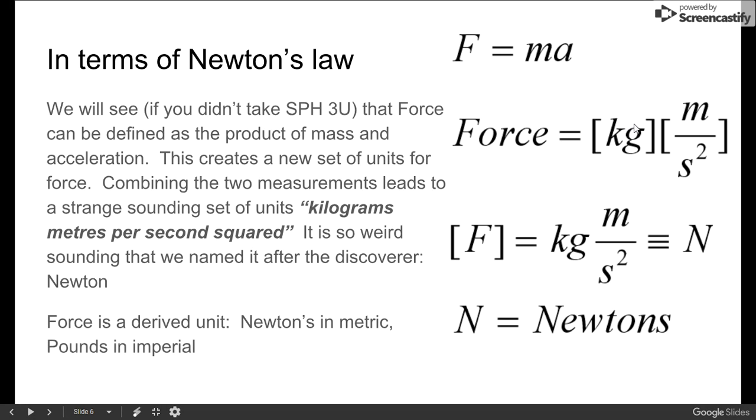If I use square brackets, we're now talking about the dimensions only. And the dimensions of mass are kilograms. The dimensions of acceleration are meters per second squared. This means that the units of force are kilograms meters per second squared, which sounds really weird. So we call it a Newton. This triple bar means I'm telling you that this is the answer, or it's termed identically equal to. It just means there's no proof here. I'm telling you we're bundling this unit and calling it Newton.